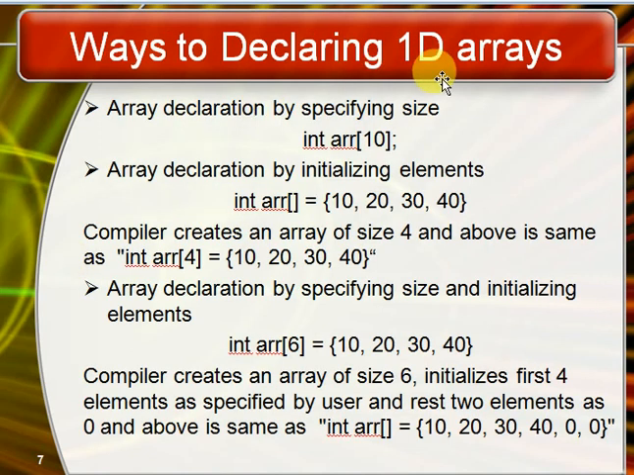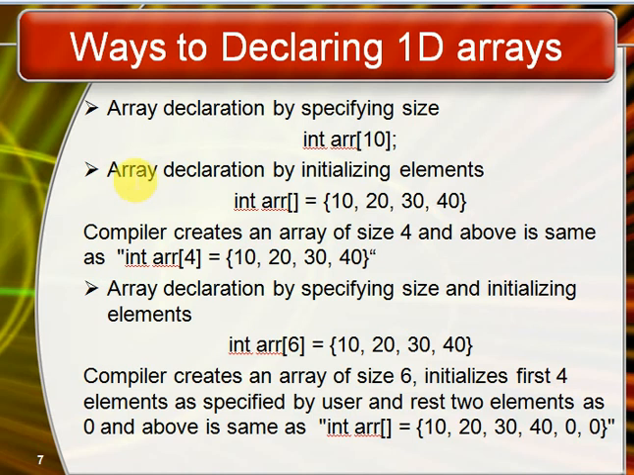Various ways to declare a 1D array. Array declaration by specifying the size of the array. It shows size 10. Int shows the type of element within the array. ARR is the name of the array. 10 is the size of the array.